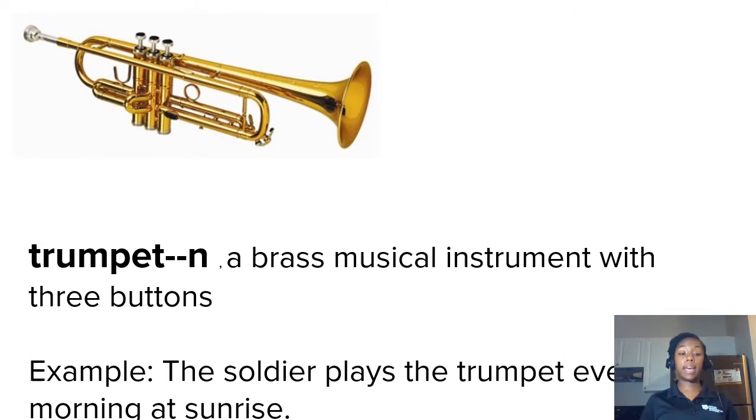Trumpet is a noun. Trumpet is a noun because it is a thing. It is a brass musical instrument with 3 buttons. For example, I would say the soldier plays the trumpet every morning at sunrise.